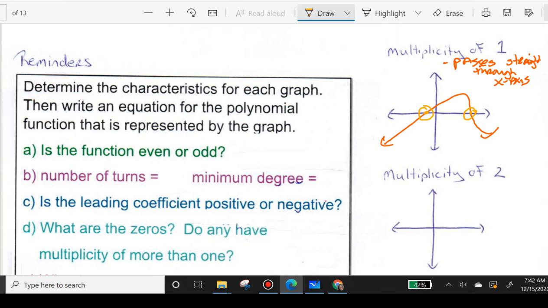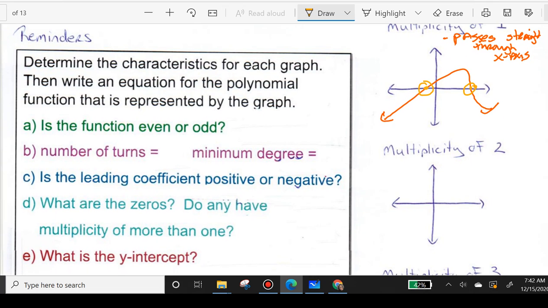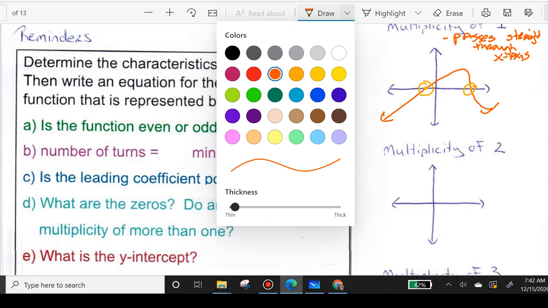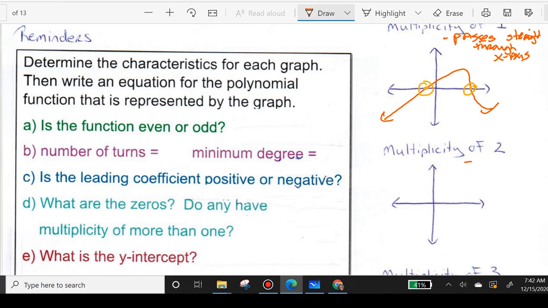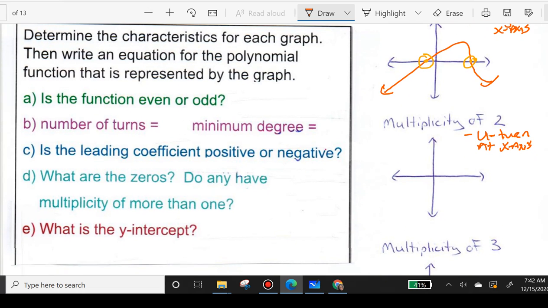Multiplicity of 1. A multiplicity of 2 is going to occur whenever we have a U. You can consider it like a U-turn, like it started to cross and then it changed its mind. A U-turn at the x-axis. So when it has a multiplicity of 2, this is what we will be seeing. Oops, kind of missed it at the top there. All right, let me try that one more time.